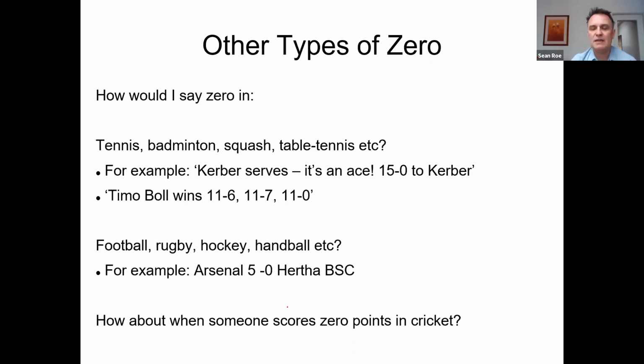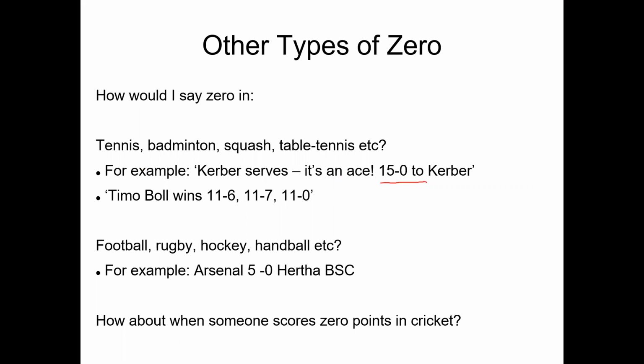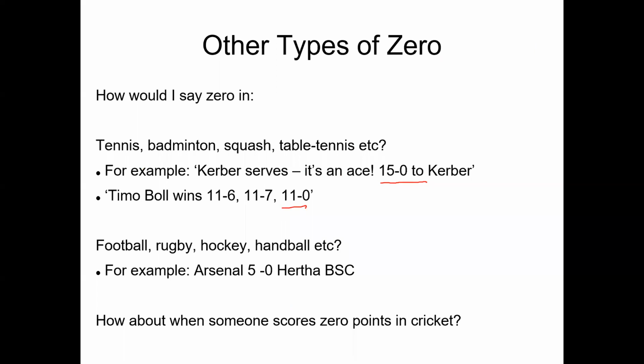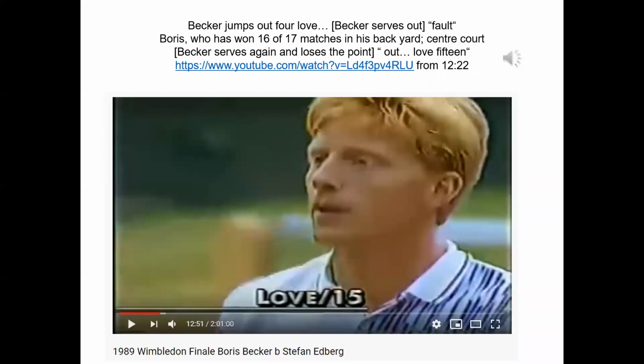How about in sport? Do you know how we say 0, for example, in the racket sports? Tennis, badminton, squash, table tennis, etc. The first point in every game, or a score of a set. Have you any idea? Yeah, love. Let's listen to this audio.